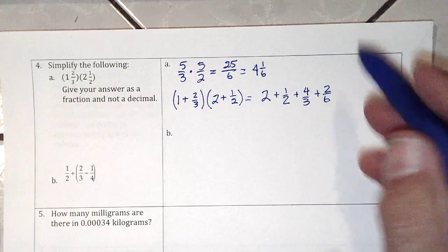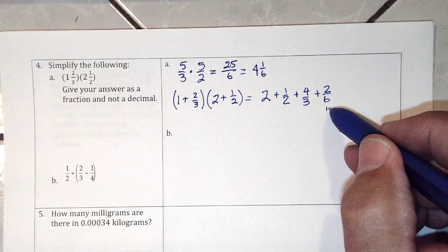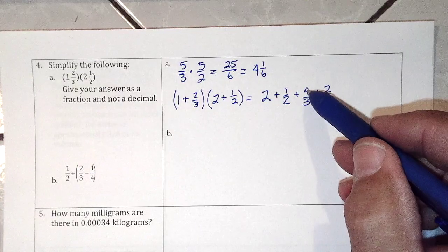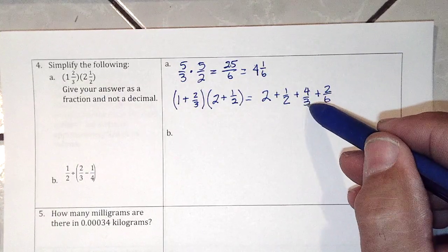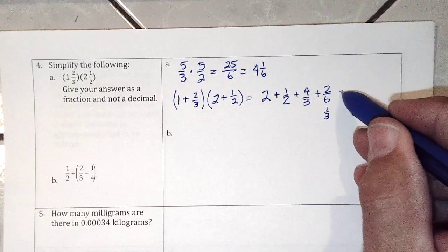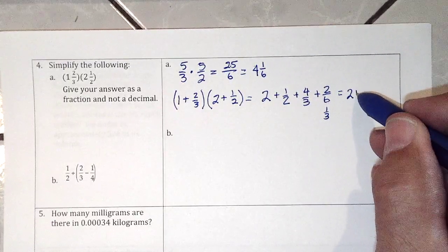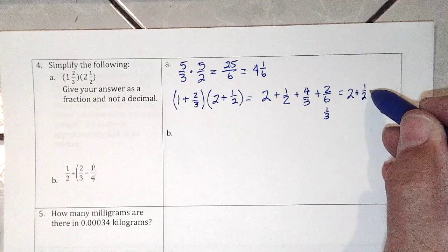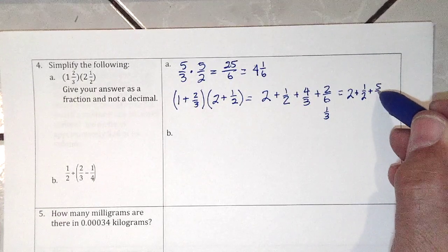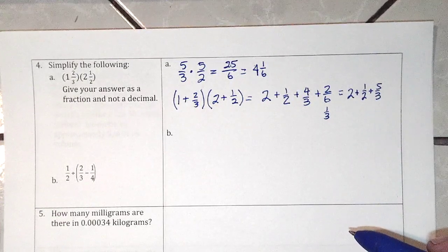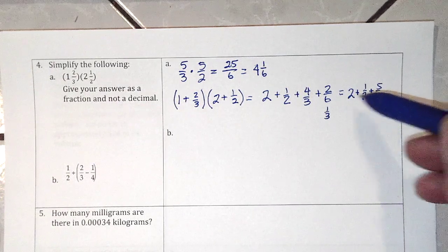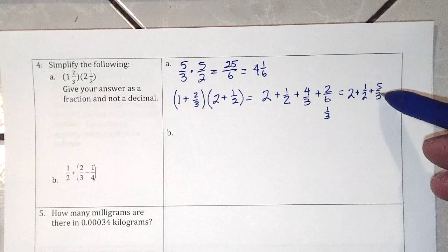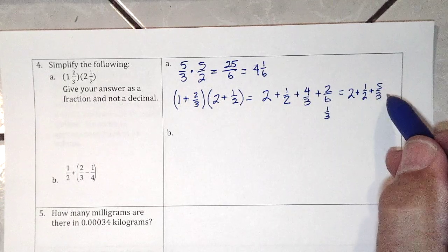Now 2/6 is the same as 1/3. So that makes 4/3 changes to 5/3. So we'd have 2 plus 1/2 plus 5/3. 5/3 is 1 and 2/3, so we'd have 3 plus 1/2 plus 2/3.